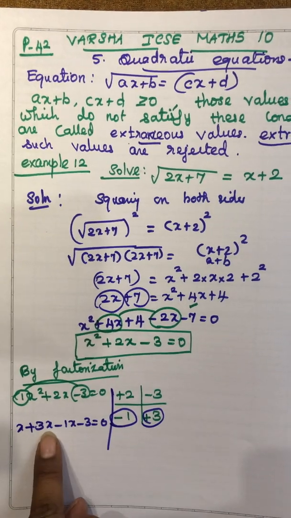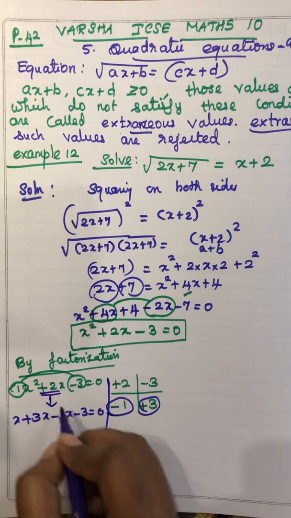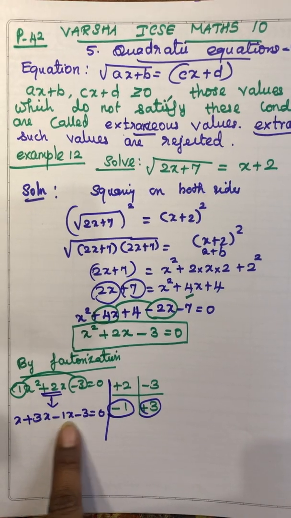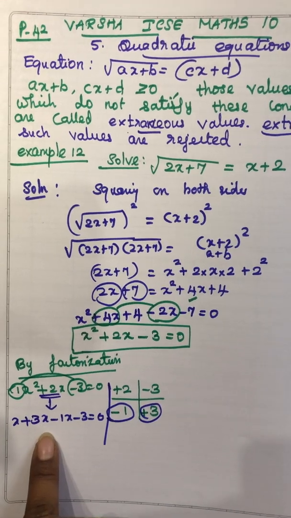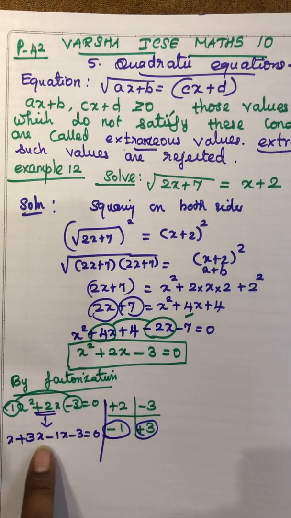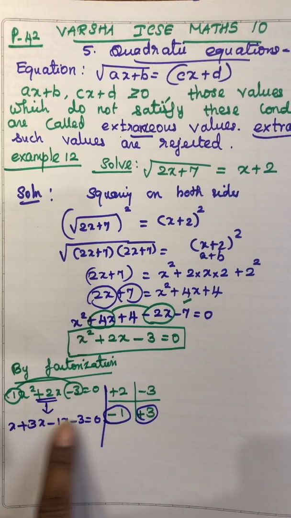See, we have split this 2x. This is our 2x. We have split 3x as 3x minus 1x, so you can write it anywhere. There is no order here, students. Okay, so you have asked in your classes, is there any order here? No order is here. You can write any of them.